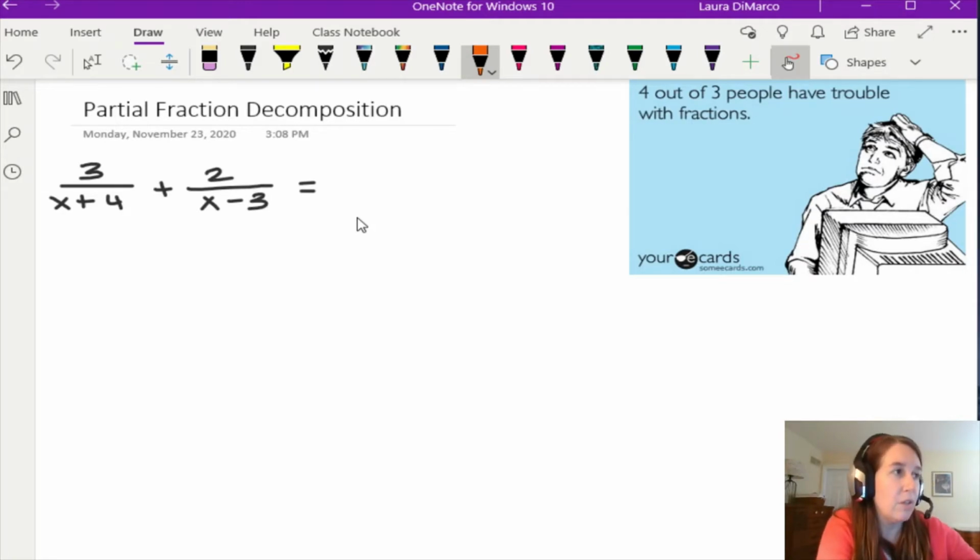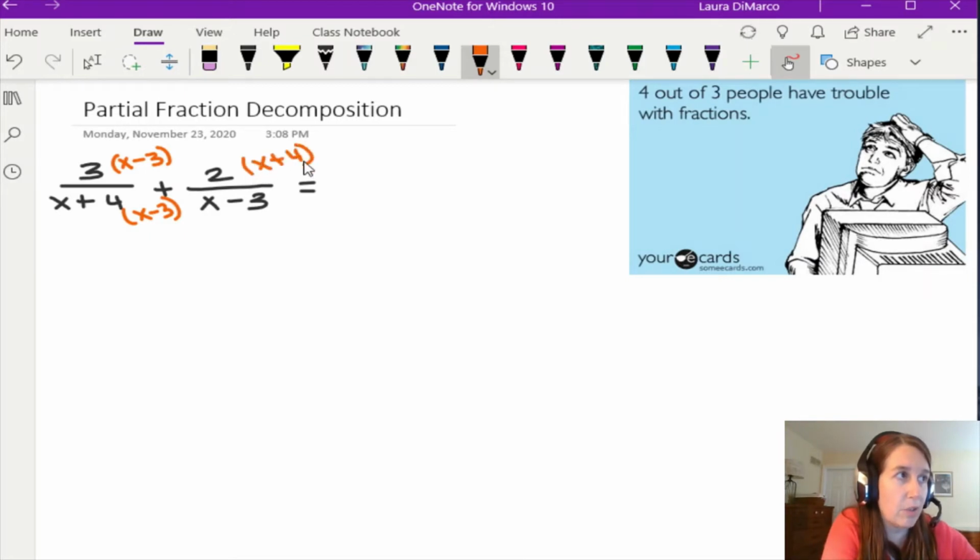Okay, so to add fractions, we need to remember that we need a common denominator, right? So we're going to multiply the first fraction by the other denominator, x minus 3, on the top and the bottom. And we're going to multiply the second fraction by x plus 4, the denominator of the first fraction. And we're going to do that to the top and the bottom. And then we're going to see what that equals out to.